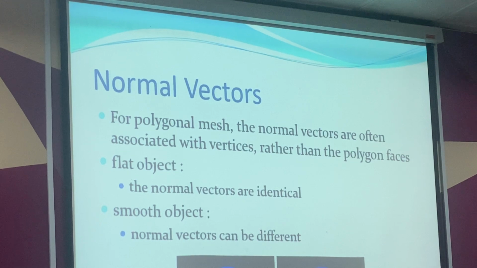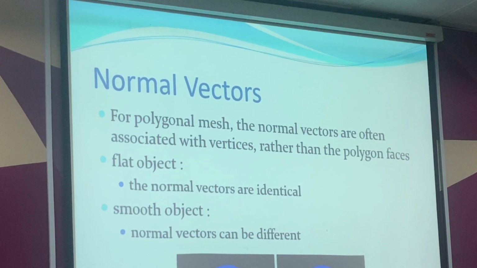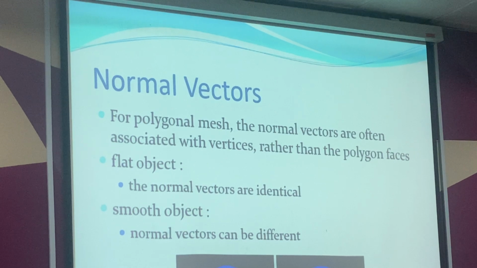You still see the lines, the box. Not smooth. Okay, smooth shading. For smooth objects, the normal vectors can be different. You attach one to each of the vertices, then you get something much smoother. This one, Phong shading, is the best one. Later we will see the three shadings: flat, smooth, and also Phong.